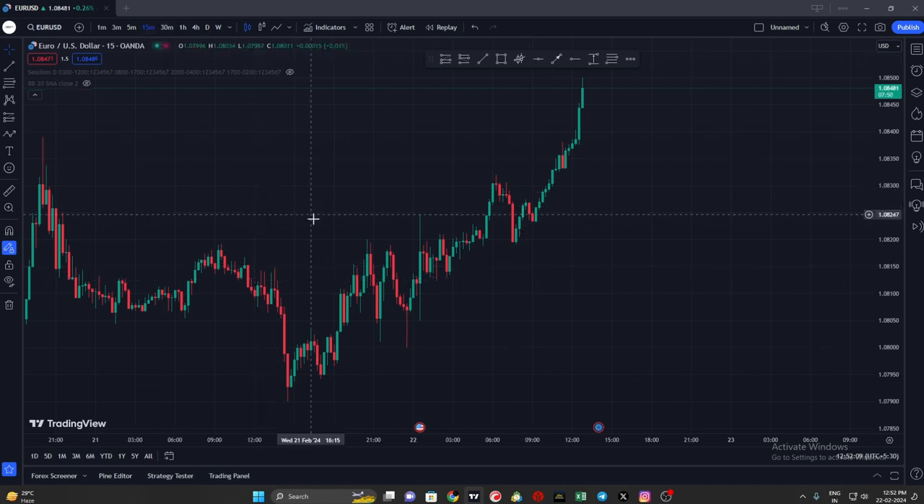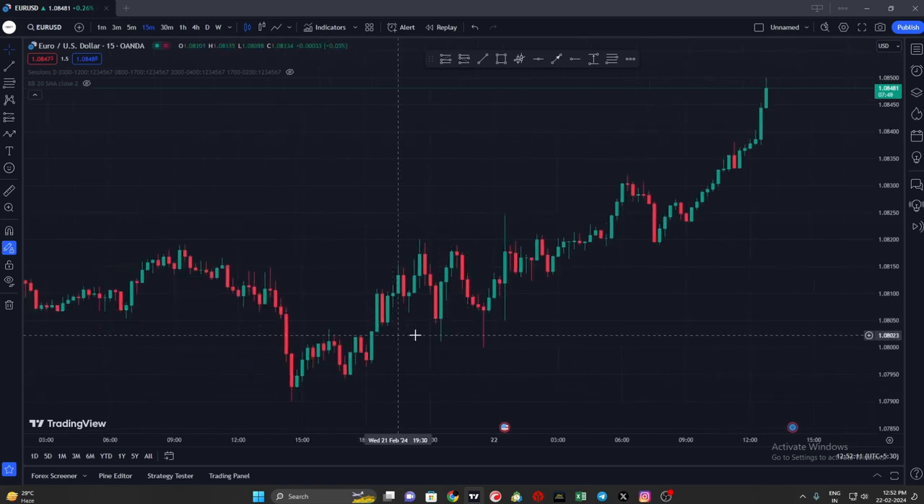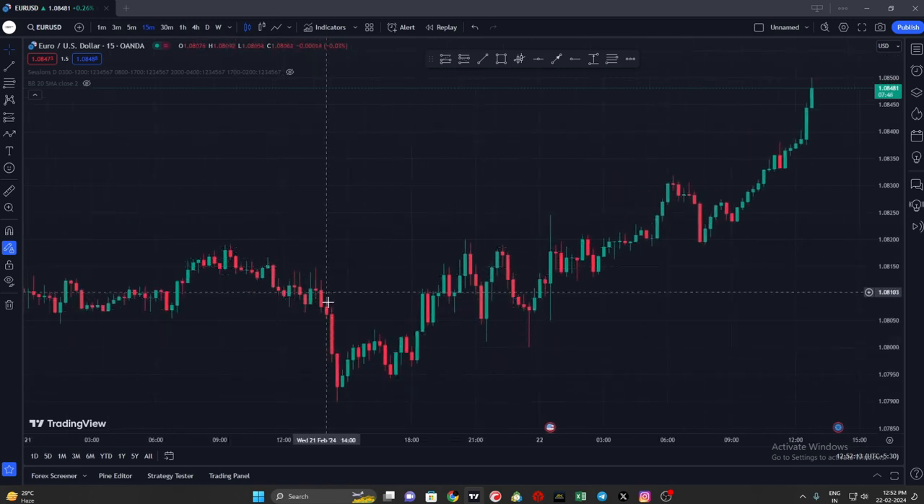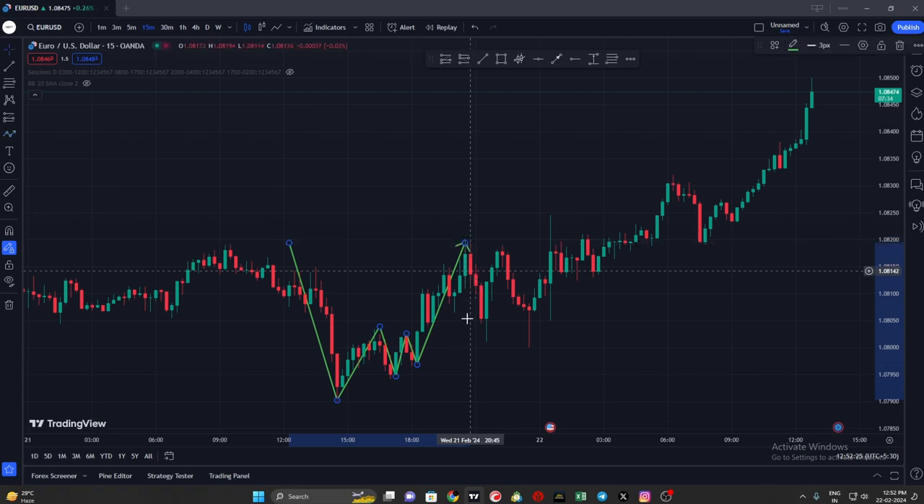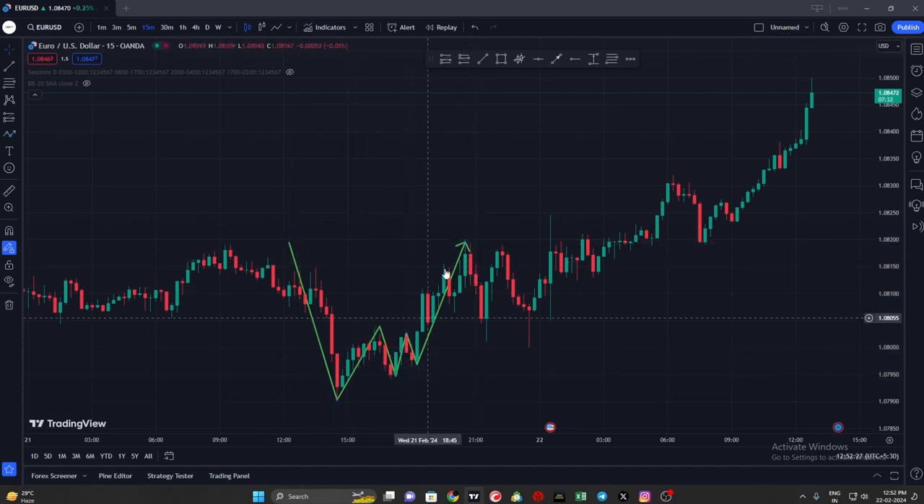In the 15-minute time frame, you can see very clearly that we had a drop here. Let me take the pen. We had a drop here, and then it made some kind of base here, and then we made another rally. So this is a drop base rally setup. So how can we enter the trade?